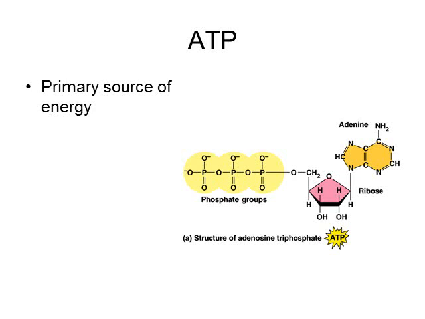Now, ATP is composed of three things. It's got an adenine group. That's this portion right here.